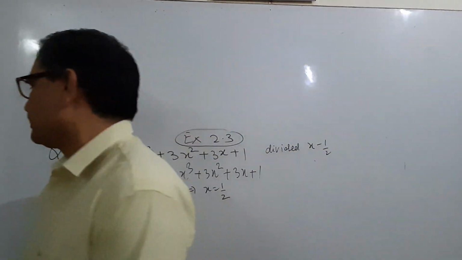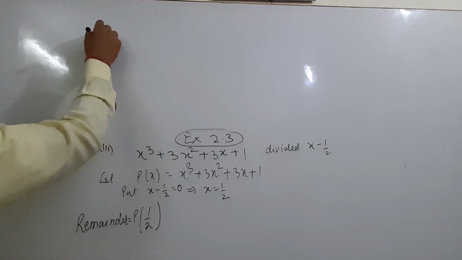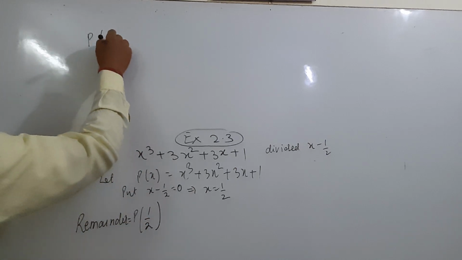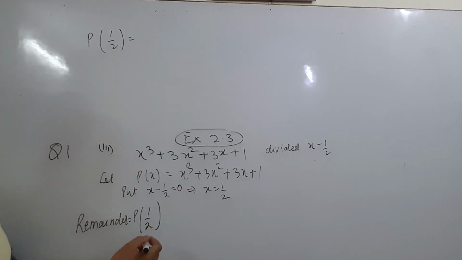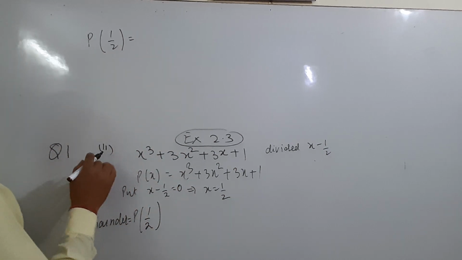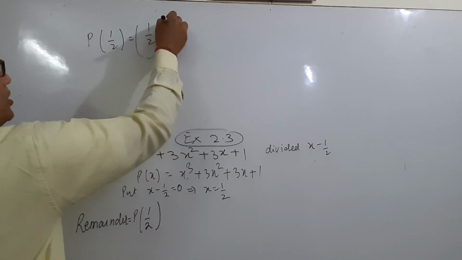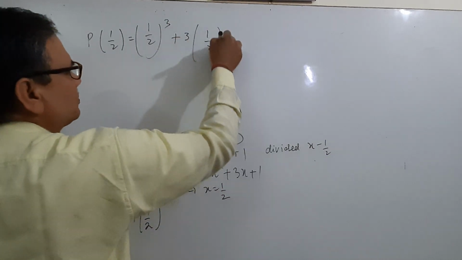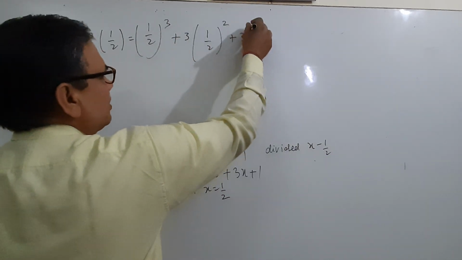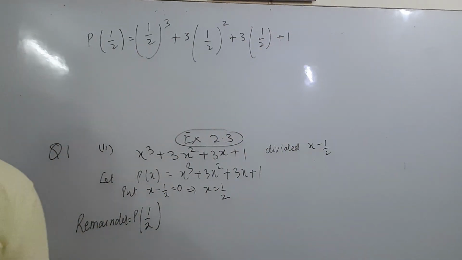Here is P(x). P(x), meaning P(1/2), is equal to (1/2) whole power 3 plus 3(1/2) square plus 3(1/2) plus 1. This is the second part.